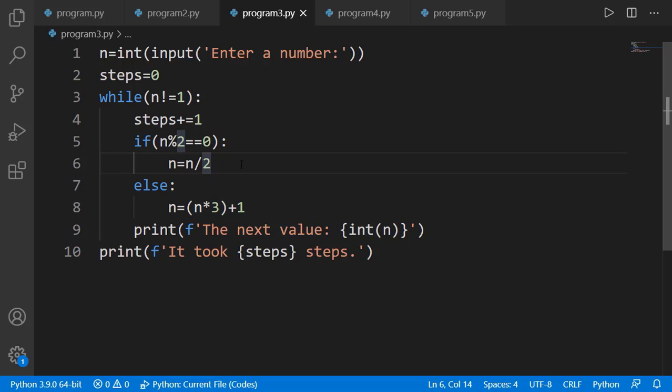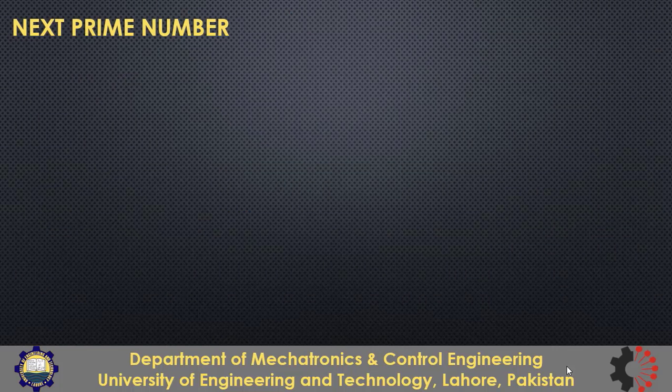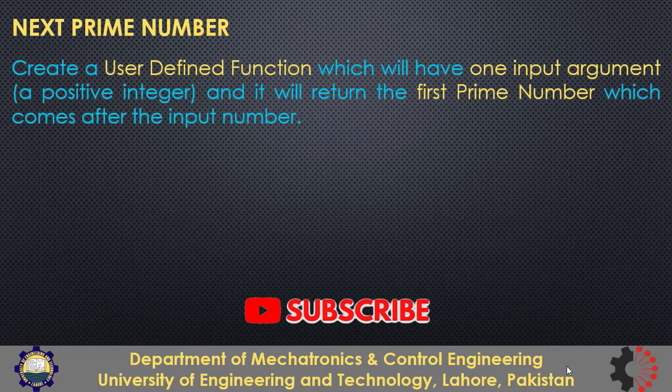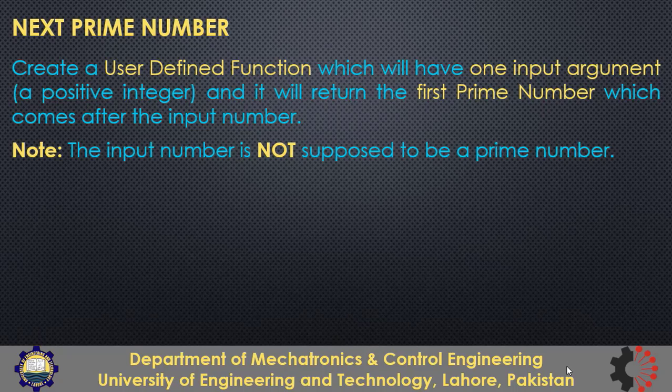Now we will discuss 3 more problems. The first is finding the next prime number. You have to create a user-defined function which will have one input argument as a positive integer, and the function will return the first prime number which comes after the input number. The important thing is that the input number is not supposed to be a prime number.